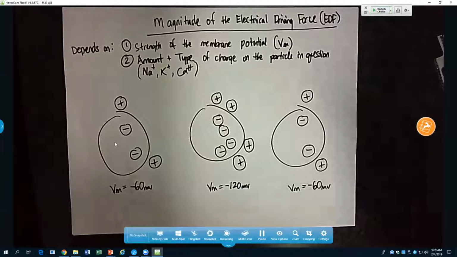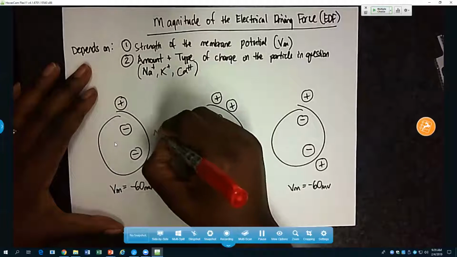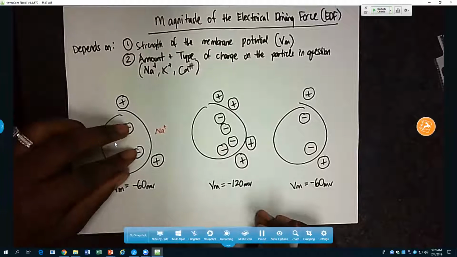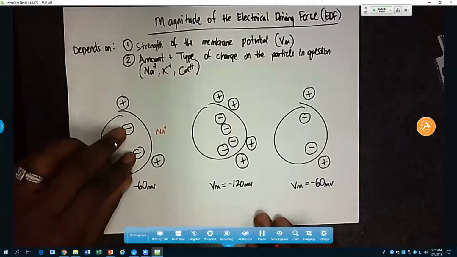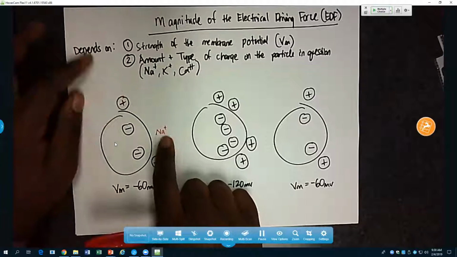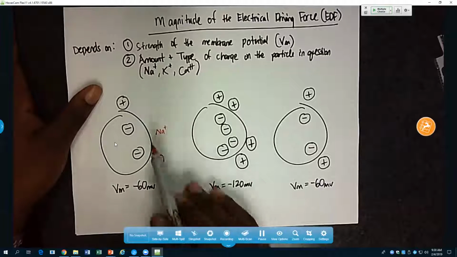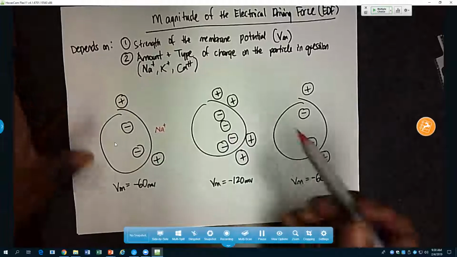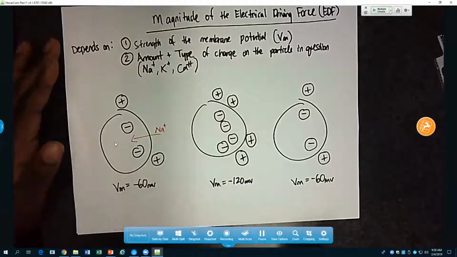Now in this first cell, let's take the movement of sodium into consideration. And because we have negative ions inside the cell, we got positive ions outside the cell. Sodium is a positively charged ion, right? It's a cation. And so it's going to be attracted to the excess anions inside the cell. And so the electrical driving force is going to want to move sodium into the cell.